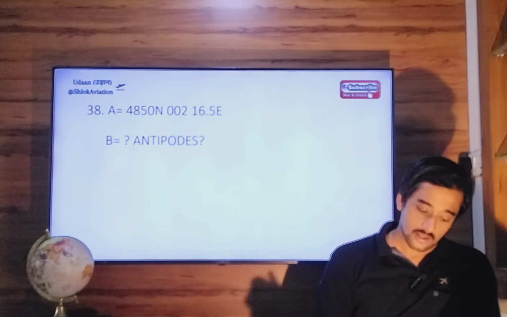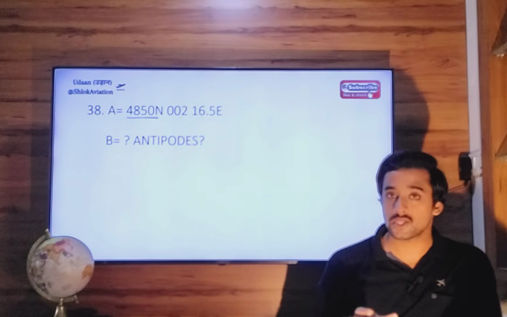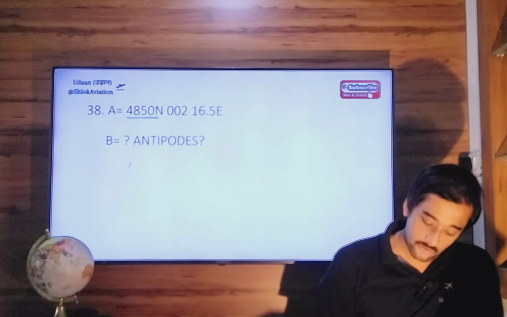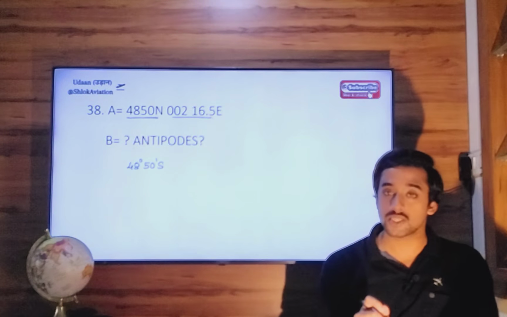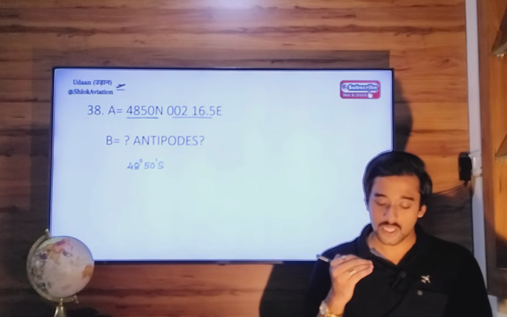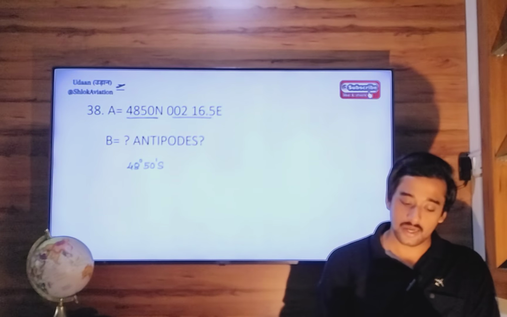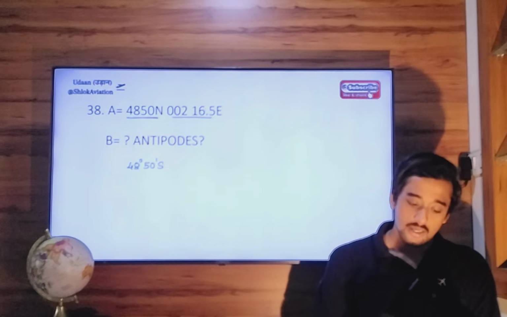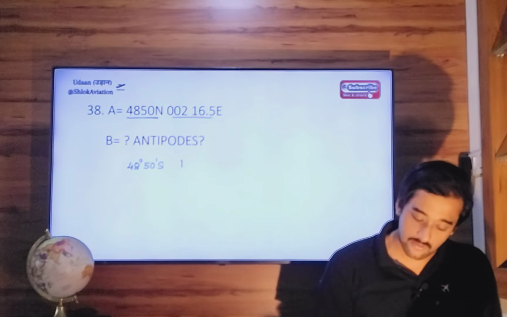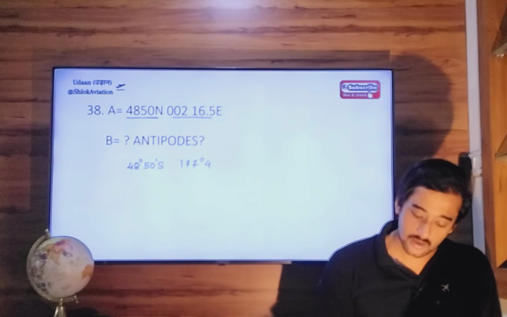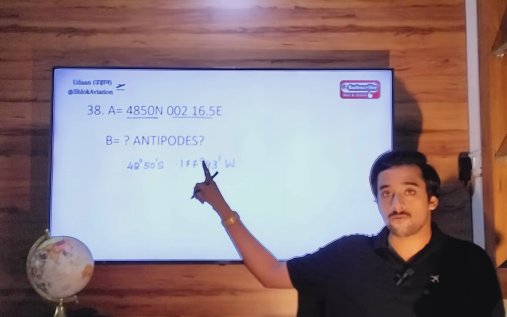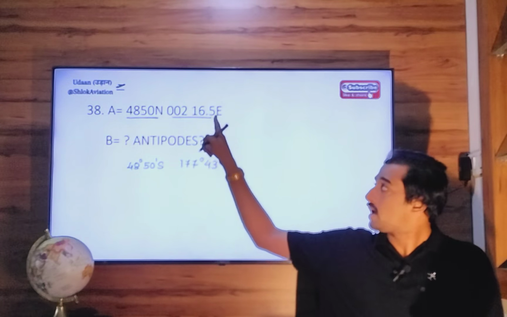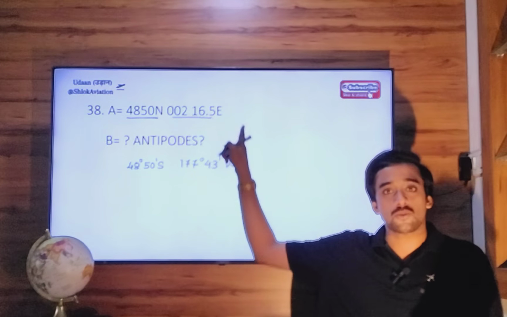So now here the latitude is 48 degrees 50 minutes north. So the opposite latitude will be 48 degrees 50 minutes south. Longitude is 2 degrees 16.5 minutes east. So the opposite longitude will be 180 degrees minus 2 degrees 16.5 minutes. So that is equal to 177 degrees 43 minutes west. East will become west. And now the sum total of 177 degrees 43 minutes and 2 degrees 16.5 minutes is equal to 180 degrees.